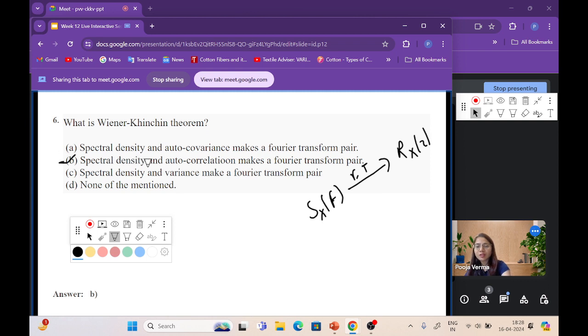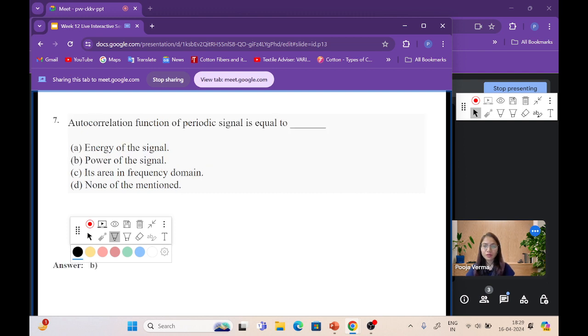Power spectral density and autocorrelation make a Fourier transform pair, not autocovariance or variance. It is the autocorrelation function that makes a Fourier transform. So the correct option is option B. Okay, so moving to the next question.